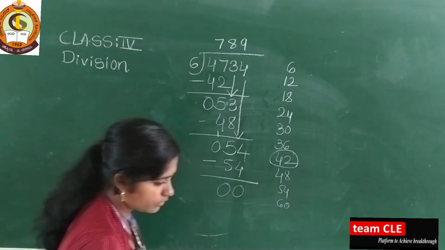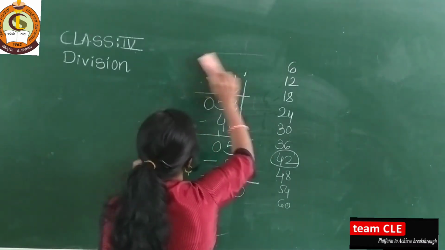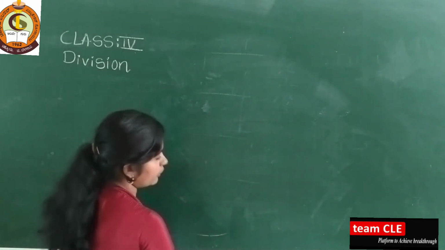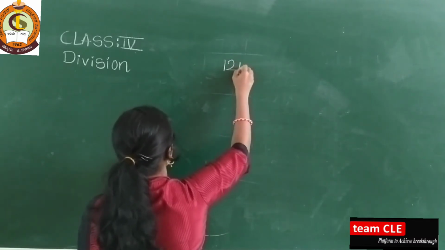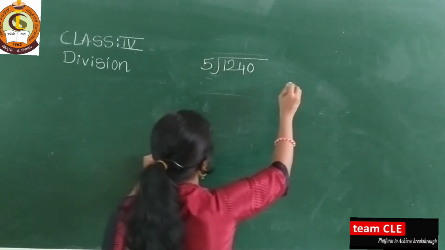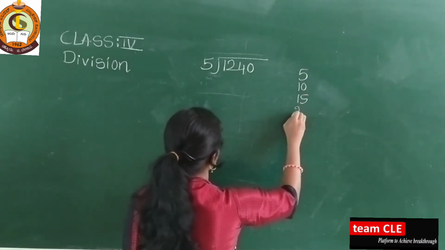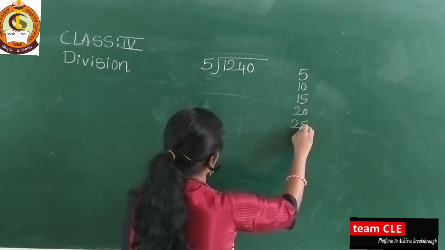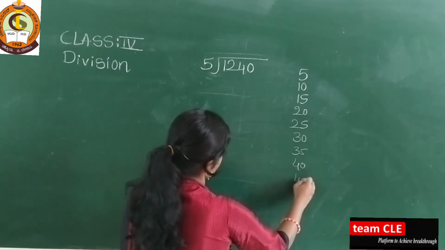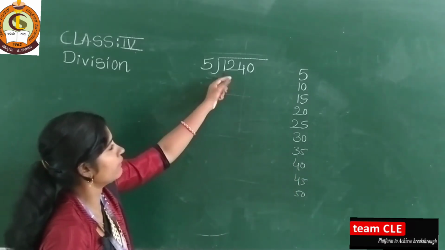So let us take one more example. I will take here 1240 divided by 5. So let us write here the 5 table: 5, 10, 15, 20, 25, 30, 35, 40, 45 and 50. So here I can't take only one, I will take these 2 digits.